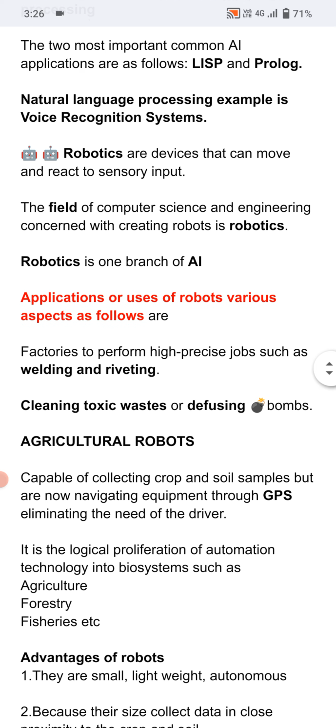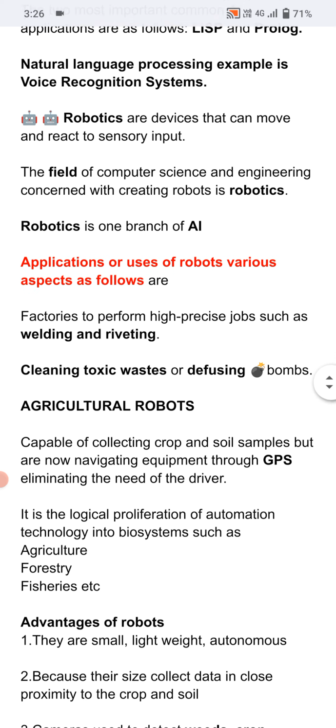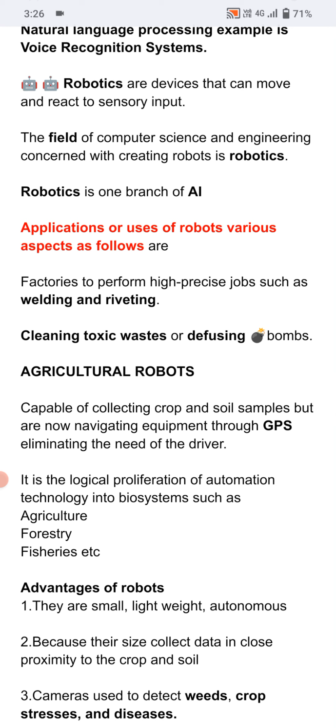Applications are the uses of robots in various aspects, as follows. Robots are used in many factories in the world to perform highly precise jobs such as welding and riveting, cleaning toxic wastes, or defusing bombs. Nowadays there is a lot of dust and toxic waste everywhere, and robots are helpful for cleaning it. Bomb squads use robotics for defusing bombs.